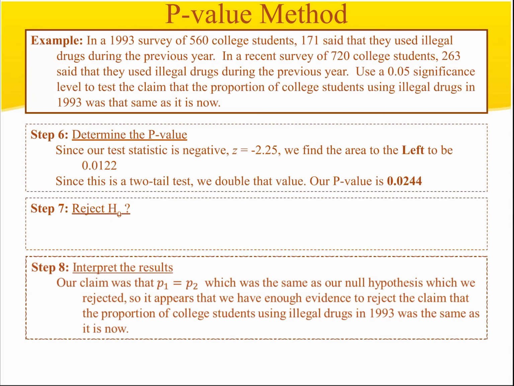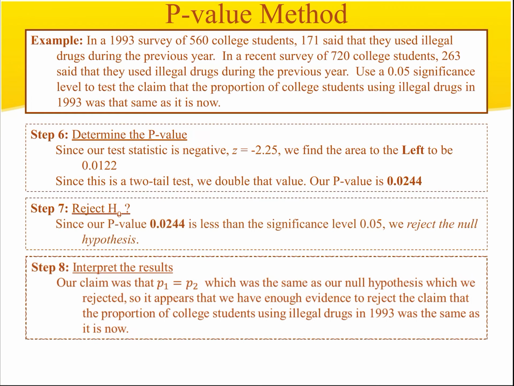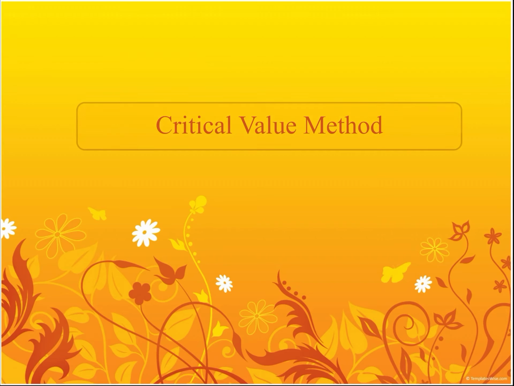That is what we compare to our 0.05. Since our p-value is less than the significance level, again, we reject the null hypothesis, H naught. If we reject the null hypothesis, that was the equality one, that was our claim. So it appears that we have enough evidence to reject the claim that the proportion of college students using illegal drugs in 1993 was the same as it is now.